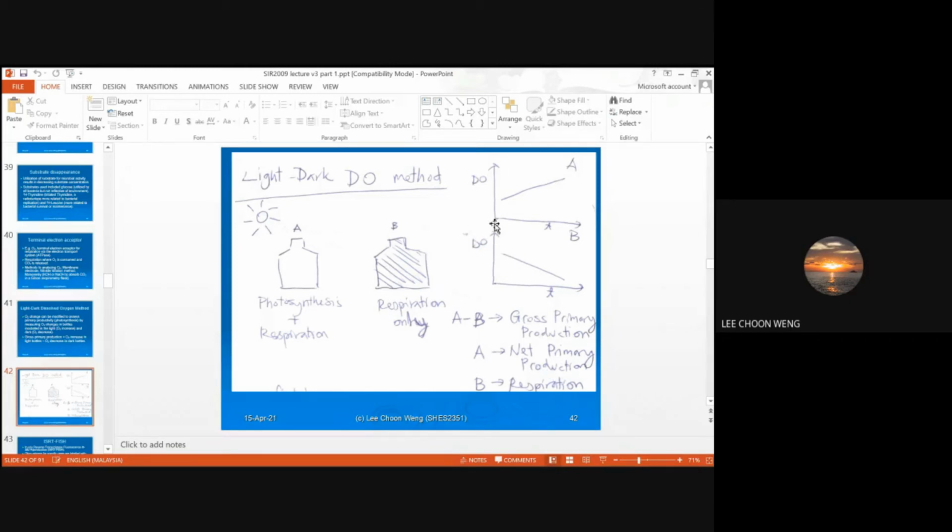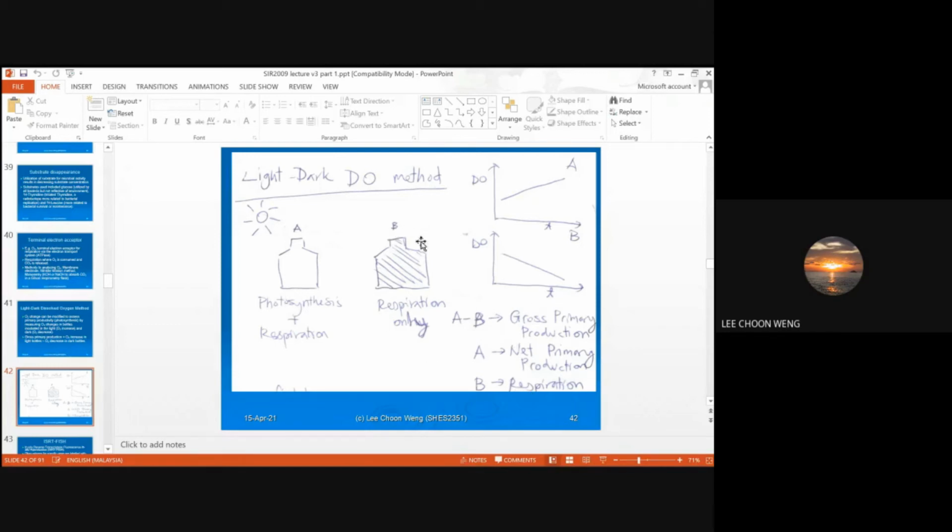So A shows the net primary production, because this is the net increase in dissolved oxygen after respiration. So there is a net primary production. So if you want to calculate the gross primary production, you just use this slope and you minus the B slope. A minus B will give you gross primary production. So from the light dark dissolved oxygen method, you are able to obtain these results.